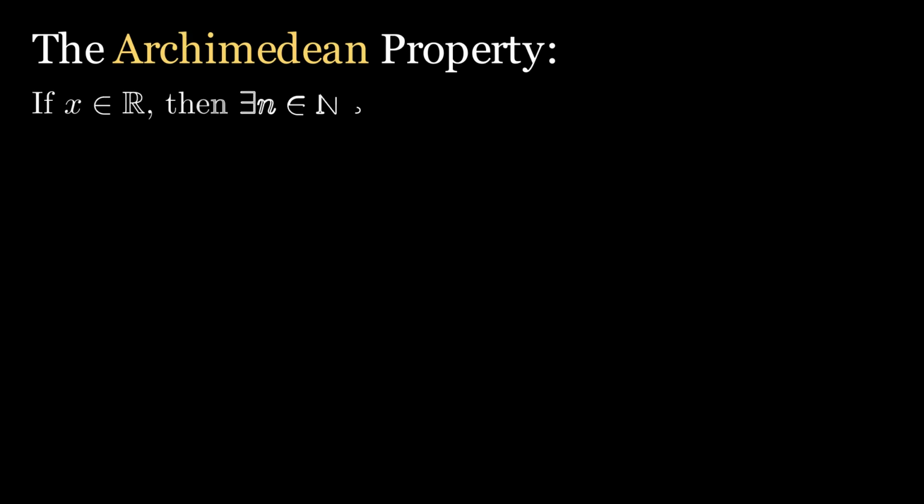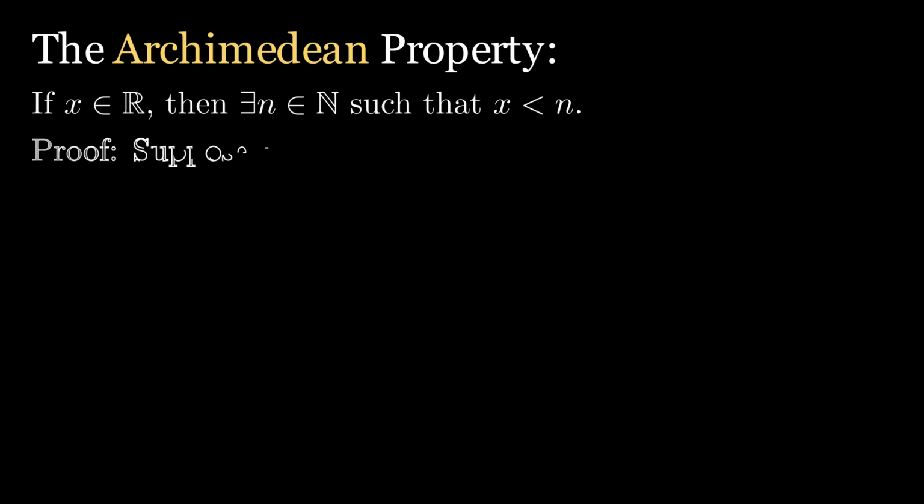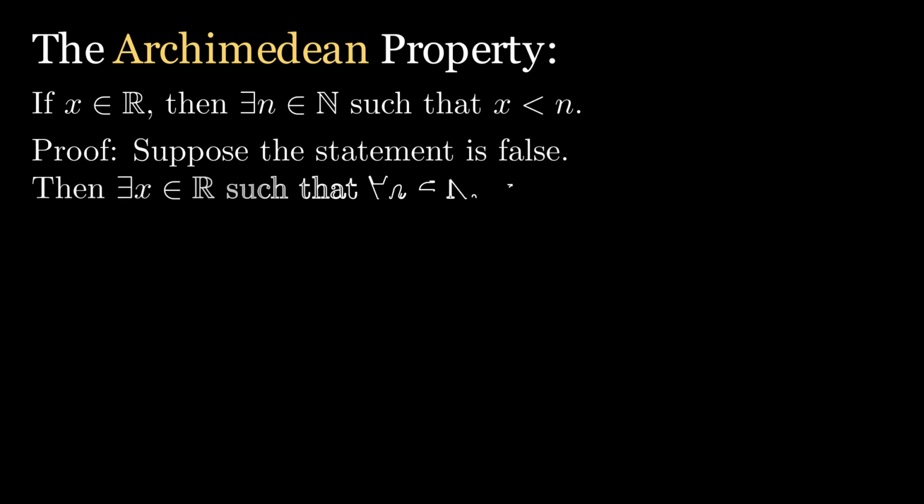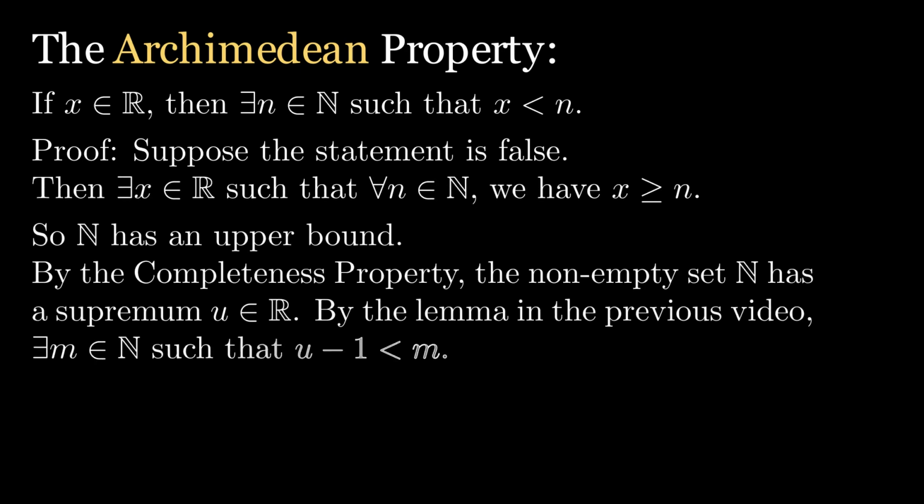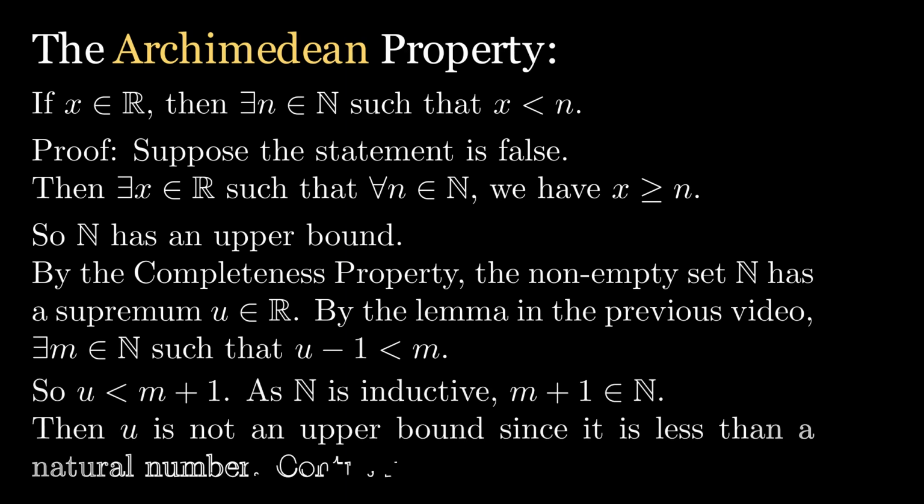Now let's proceed to the Archimedean property. If x is a real number, then there exists a natural number n such that x is strictly less than n. Suppose the statement is false. Then there exists a real number x such that for all natural numbers n, we have x is greater than or equal to n. So the set of natural numbers has an upper bound. By the completeness property, the non-empty set N has a supremum u in R. By the lemma in the previous video, there exists a natural number m such that u minus 1 is less than m. So u is less than m plus 1.